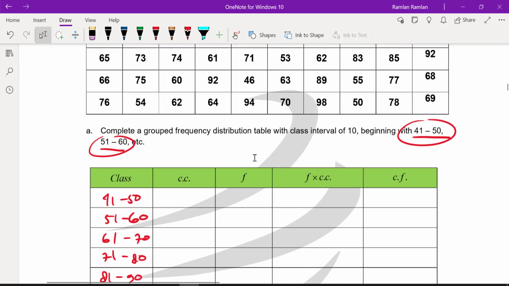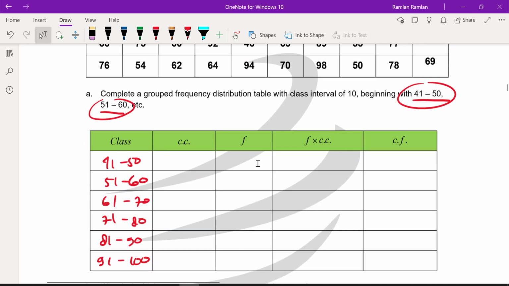The next thing we can do is fill this one. The CC is actually the midpoint. I'm just going to write down midpoint here. We call it the center class, or the midpoint. It is the midpoint of these two. So remember, guys, when we're talking about the median and the quartiles, when we are looking for where the data is and which data number, you're actually finding the midpoint.